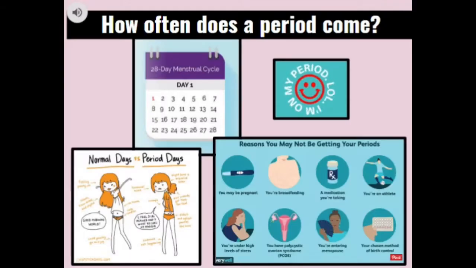So how often does a period come? Menstruation could be irregular at first, and it could come every 21 to 42 days. And if it comes sooner or later than this, or if someone has not had their period by the age of 16, then they should talk to their doctor or healthcare provider. Usually menstruation continues to happen approximately every 28 days. It stops during things like pregnancy, and it'll stop at menopause as well.